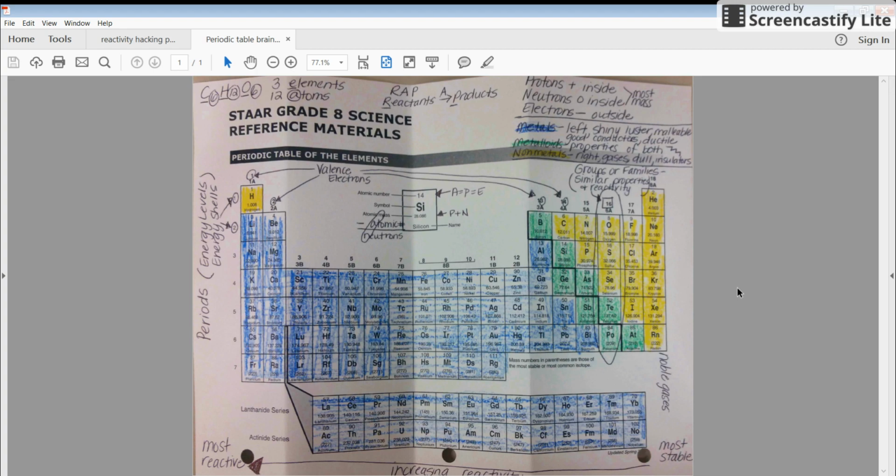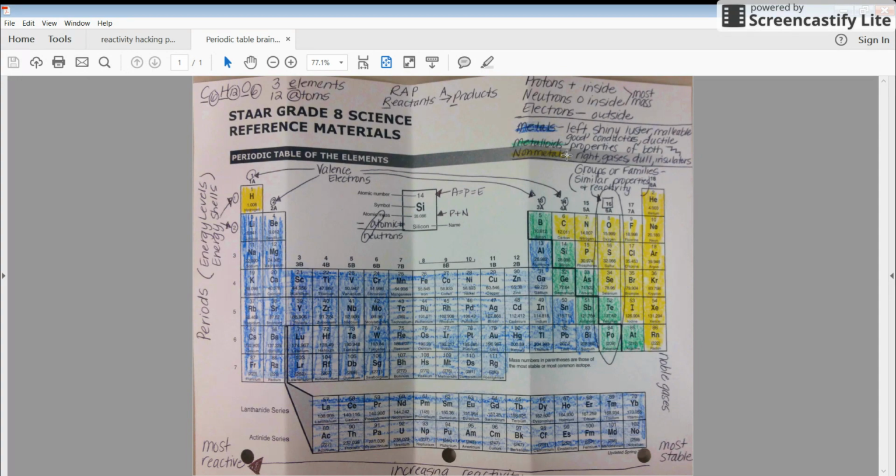Hi, this is the part in the Nearpod where I would like you to double check your periodic table and make sure that it looks like this if it's finished. So you can see that mine has been filled in with the information from the brain dump video. It might look a little different to yours because I write pretty big, and so I had to kind of adjust so I could fit everything in there.